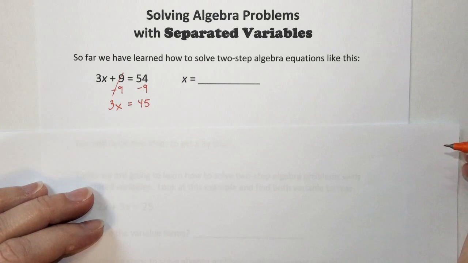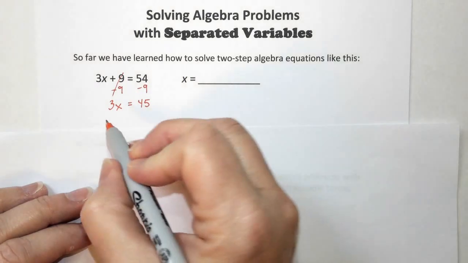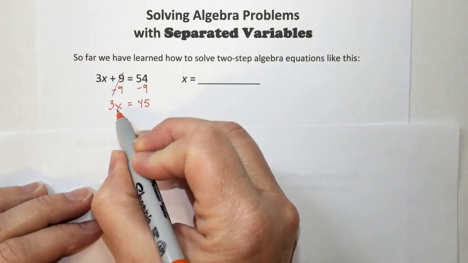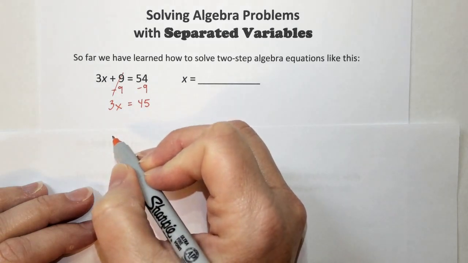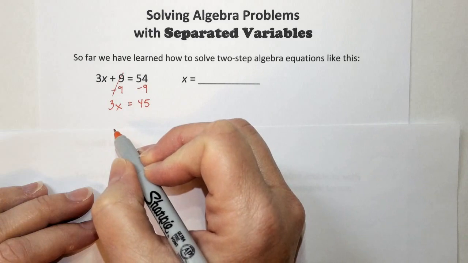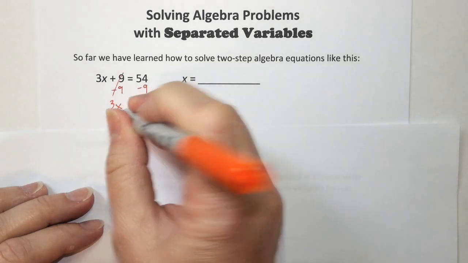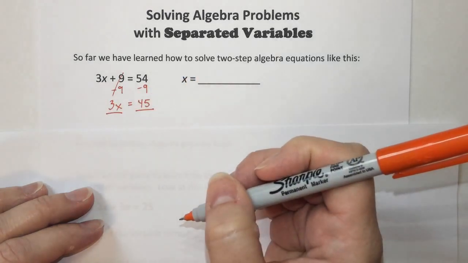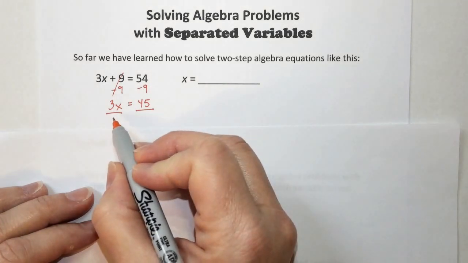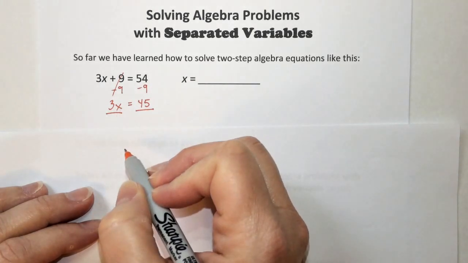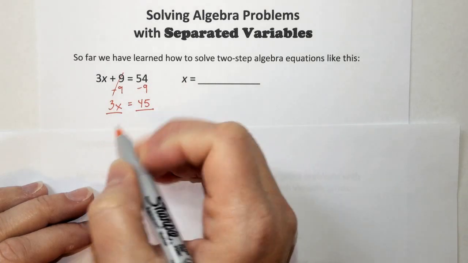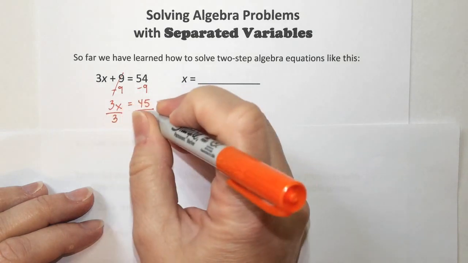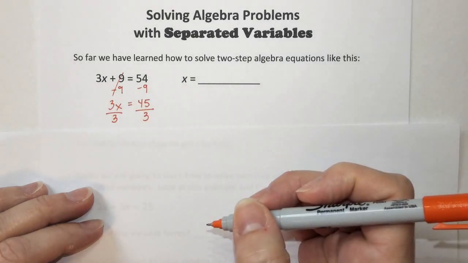We're back to a one-step algebra problem. This is multiplication when you have the 3 squished right next to the variable like that. So the inverse of multiplication would be division. You're going to divide both sides by what number? Well, it could be 3 or it could be 45. Those are the only numbers that I have. You're going to divide by the 3 because the 3 is what is being multiplied. Divide both sides by 3.